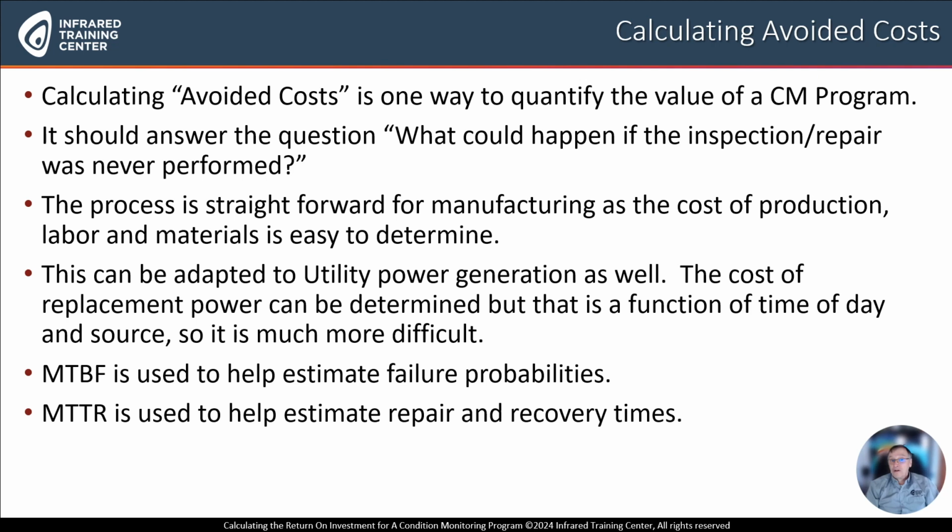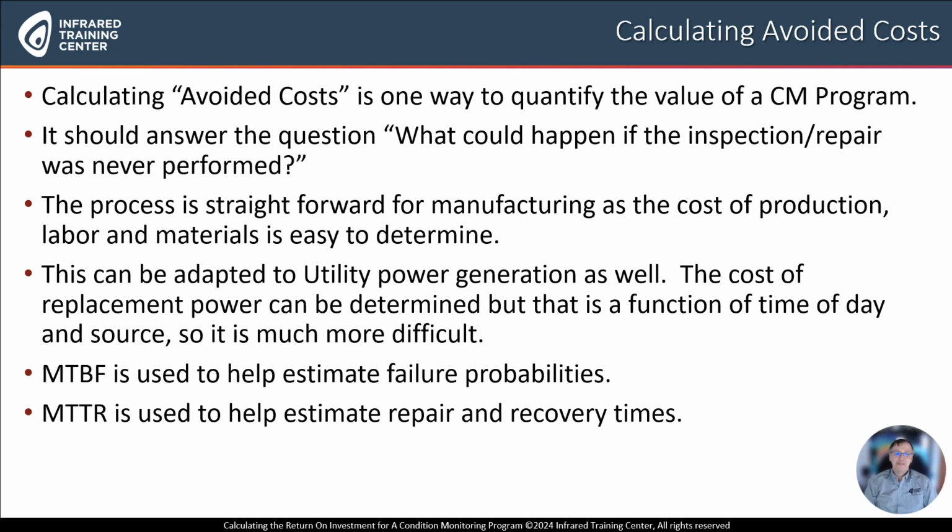Now, calculating avoided costs is one way to quantify the value of a condition monitoring program. It should answer the question, what could happen if the inspection repair was never performed? In other words, you ignore your condition monitoring program. How do we assess that? Okay? The process is straightforward for manufacturing, as the cost of production, labor, and materials is sometimes easy to determine. This can be adapted to utility power generation as well, but the cost of replacement power can be determined, but that's a function of time and day and source, and so that becomes much more difficult.